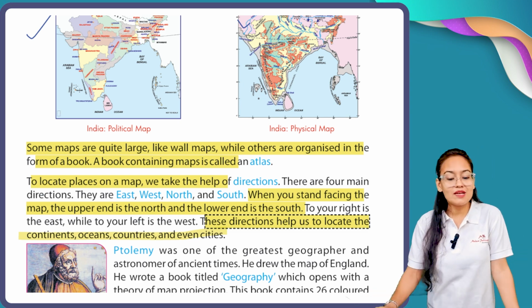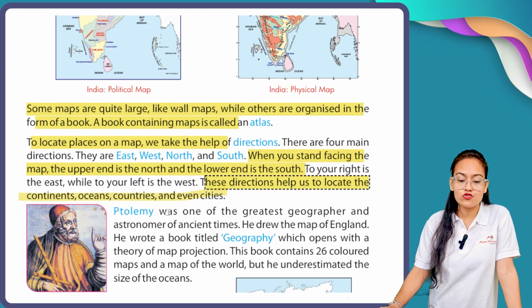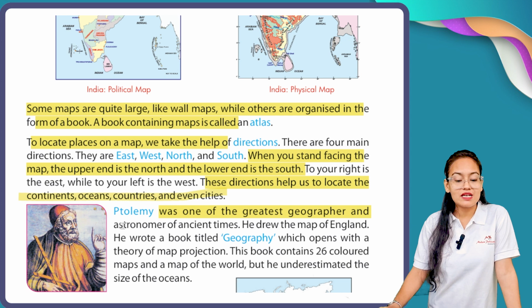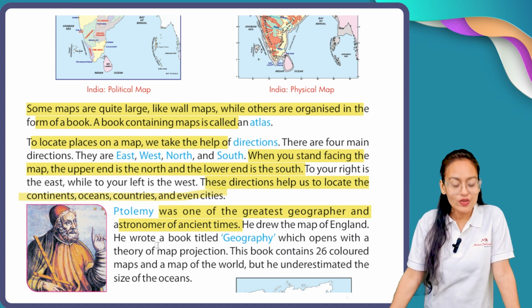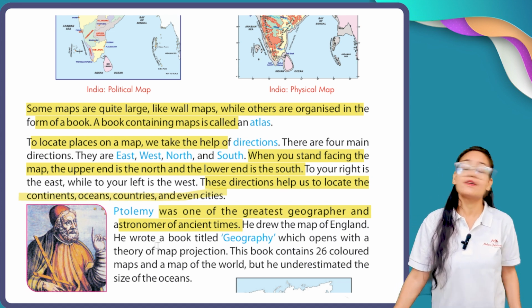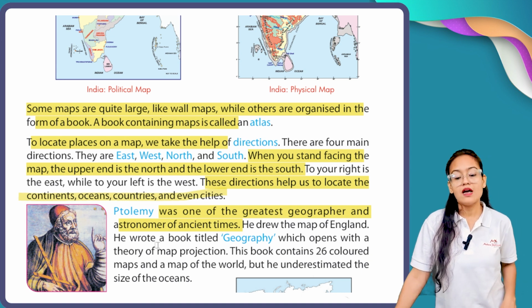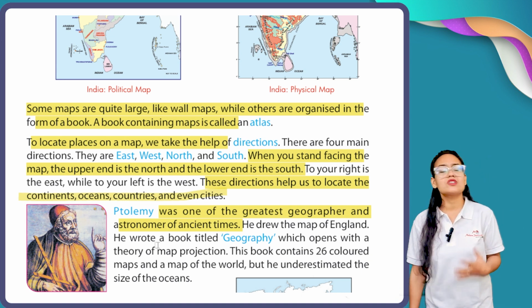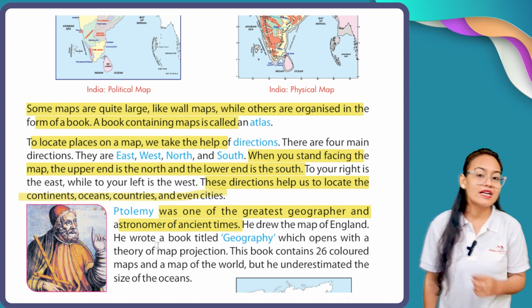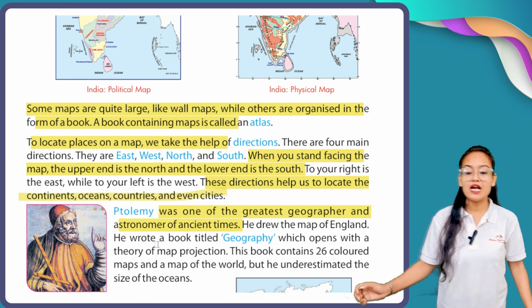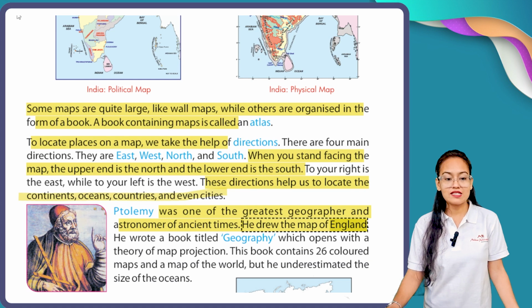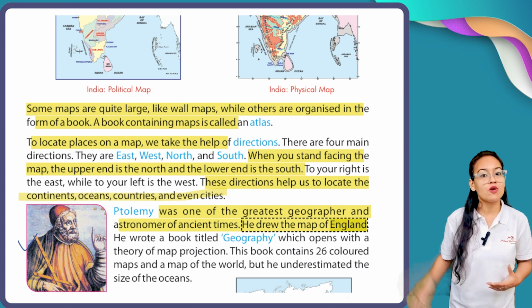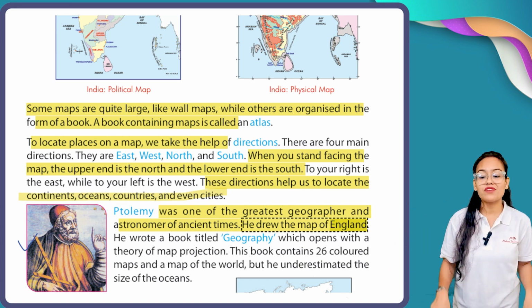Ptolemy was one of the greatest geographers and astronomers of ancient time. My dear students, in the ancient world there was a great geographer and a great astronomer named Ptolemy. He drew the map of England. Here you can see he is Ptolemy. Ptolemy was a great geographer and astronomer of his time.